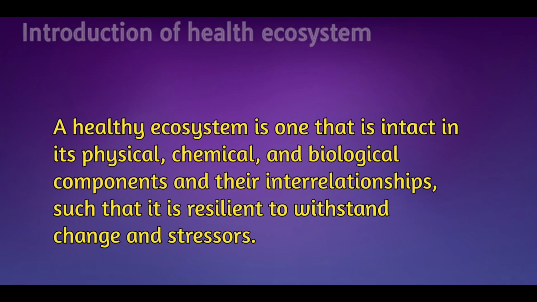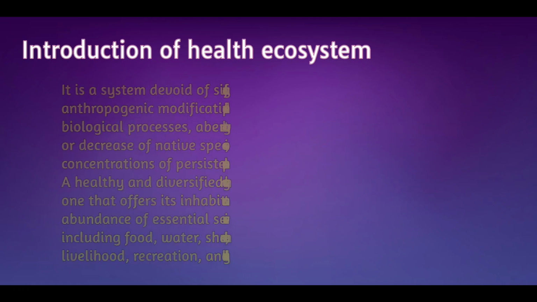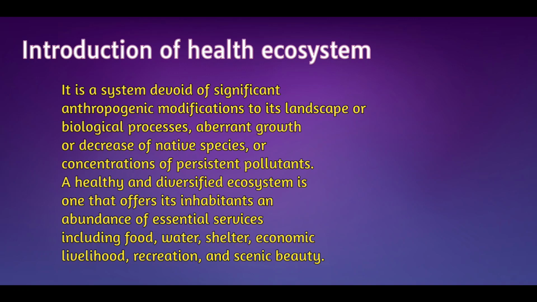A healthy ecosystem is one that is intact in its physical, chemical, and biological components and their interrelationships, such that it is resilient to withstand change and stresses. It is a system devoid of significant anthropogenic modifications to its landscape or biological processes, aberrant growth or decrease of native species, or concentrations of persistent pollutants.